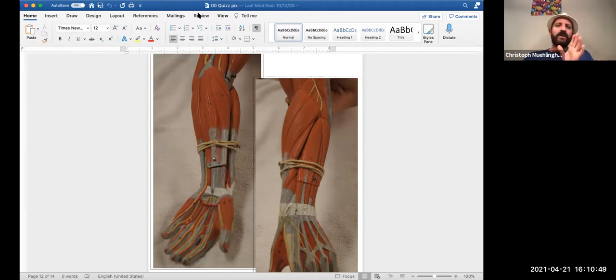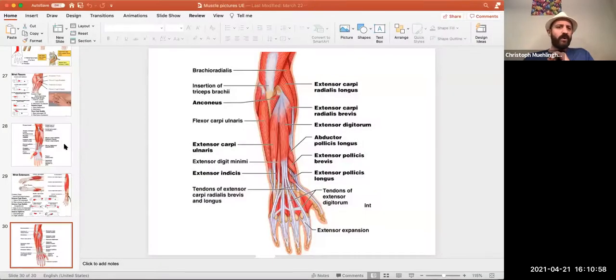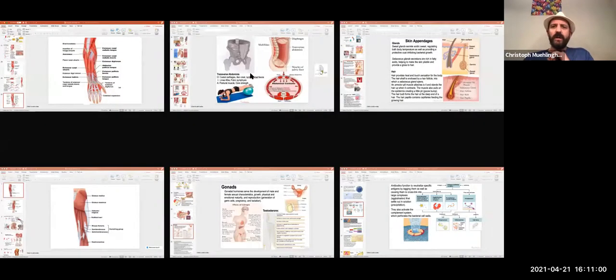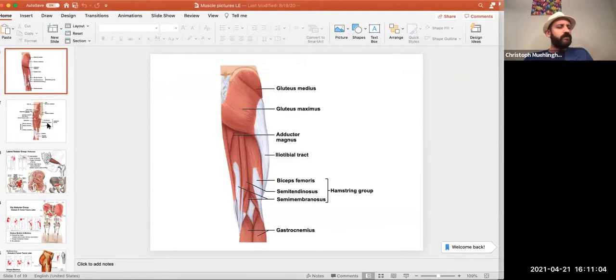Anywho, so that's what I have for the upper extremities. Now let's do the lower extremities. That's the last bunch, and then we'll do a practice test, which hopefully I give you a lot of goodies, and then we're gonna call it a night or an afternoon.